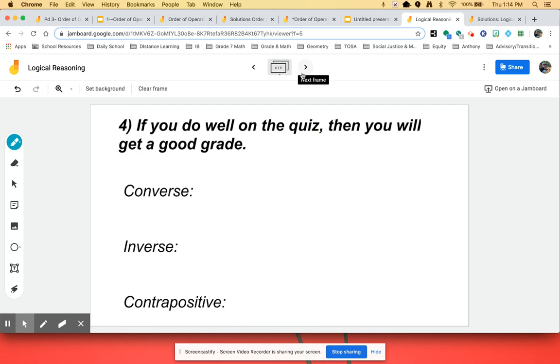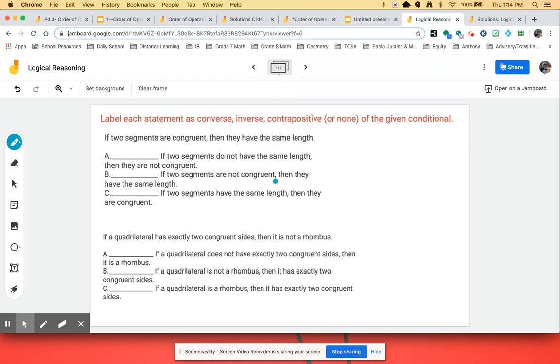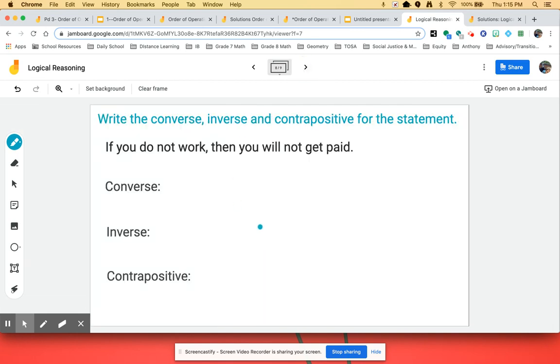So here's what I want you to do on your own. I would like for you to complete question 4 on the Jamboard. Then I want you to go on to slide 5, and there are 2 questions here. Label each statement as converse, inverse, or contrapositive, or none of the given conditional. So you have the original statement and then A, B, and C. Label them as converse, inverse, or contrapositive. On slide 8, I would like for you to write the converse, inverse, and contrapositive for the statement. If you do not work, then you will not get paid.